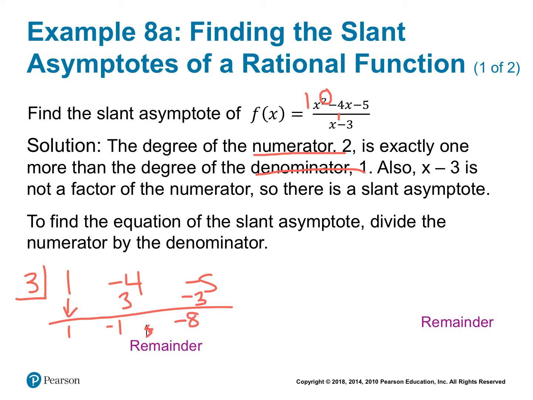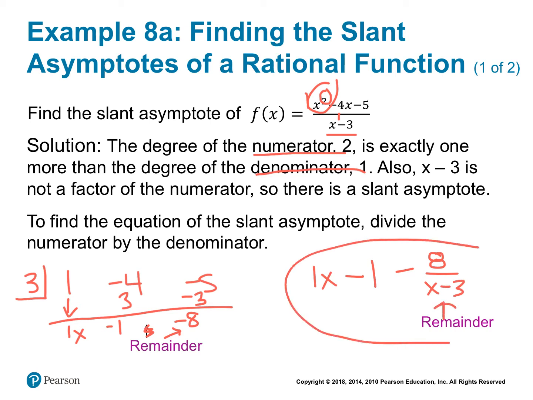So this arrow can be shifted over. This is the remainder, which is -8. But remember when you write it, let's look at our original. It was x squared, so that means this is going to be x. So we'd have 1x minus 1. Then we have -8 as our remainder, but you have to put what we divided by, the x minus 3, on the bottom. So that's what we get when we do the division.